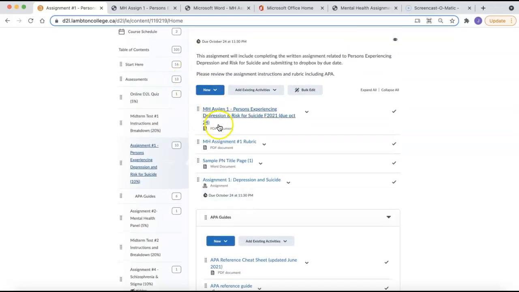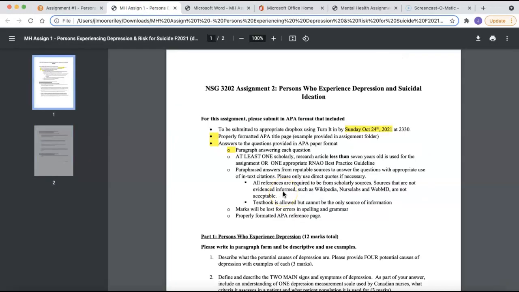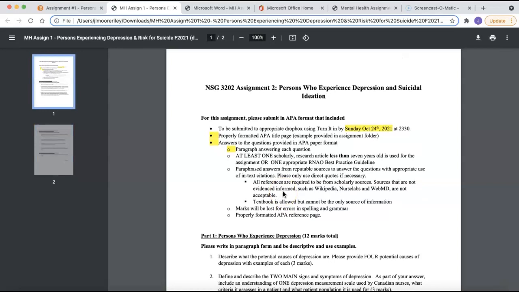If I go to look at the assignment, if I click on this one right here, this is how it's going to come up. It is going to be submitted in APA format, and you would submit it to the appropriate Dropbox using Turnitin by Sunday, October 24th at 23:30. It needs to be properly formatted with an APA title page, which again, I gave you a sample one, so everyone should be getting that perfect. It just needs you to put in your own specific information.